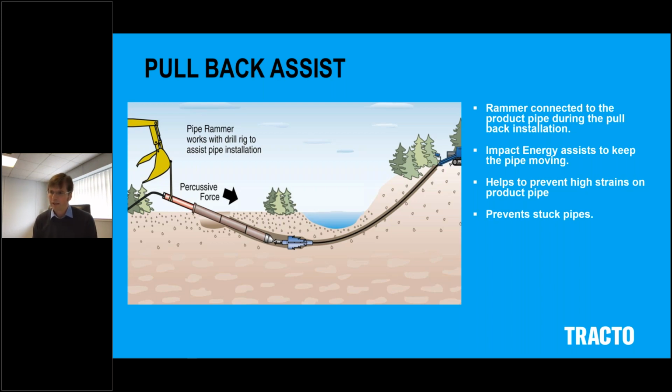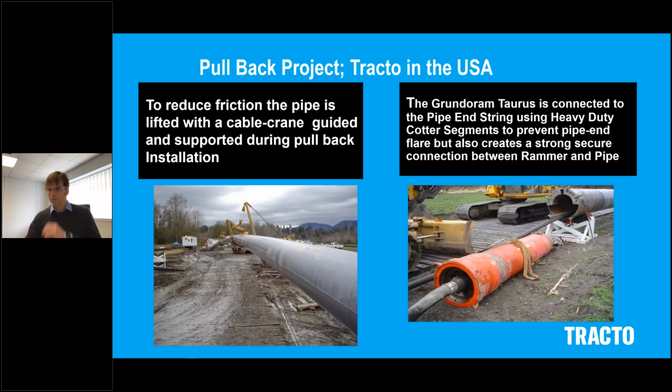A drilling contractor may decide to help with the installation during the back reaming process by attaching a hammer onto the back of the installed steel pipe and then letting it assist during the pipe pulling process. I've got some pictures here for you showing this in action.